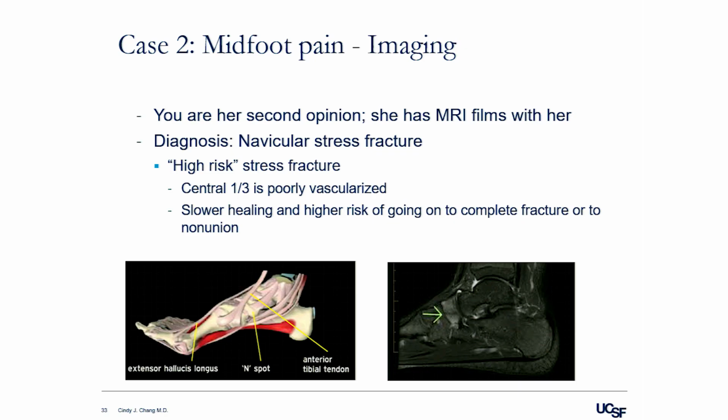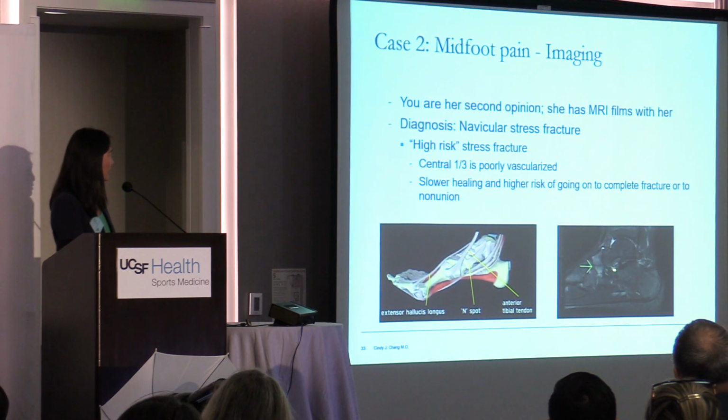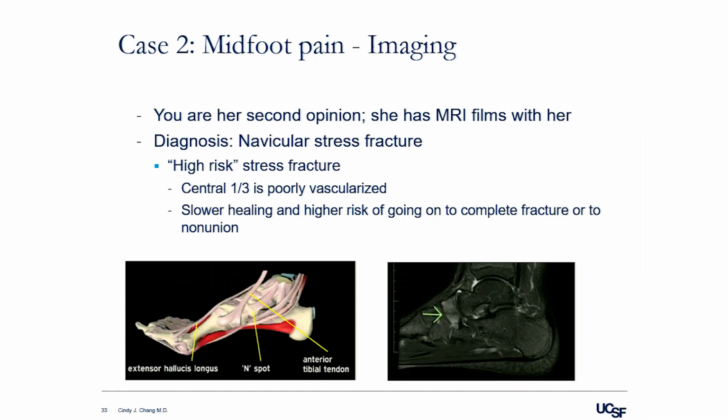Diagnosis, navicular stress fracture. High risk stress fracture. Why? Because the central third is very poorly vascularized, with slower healing and a higher risk of going on to a complete fracture or non-union. And on this MRI, you can see that edema, right, in the navicular bone, all right?